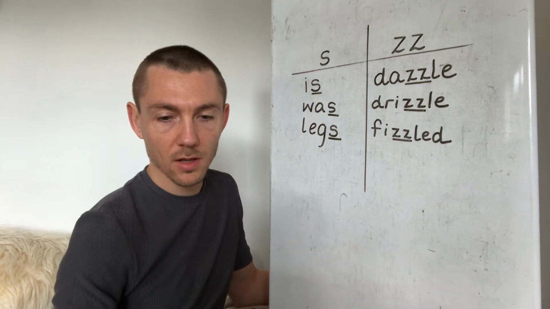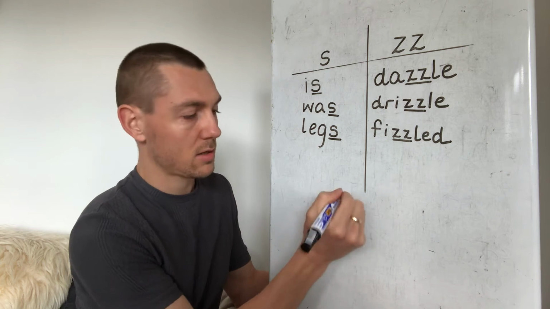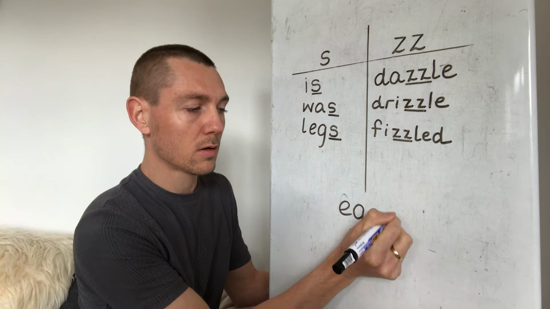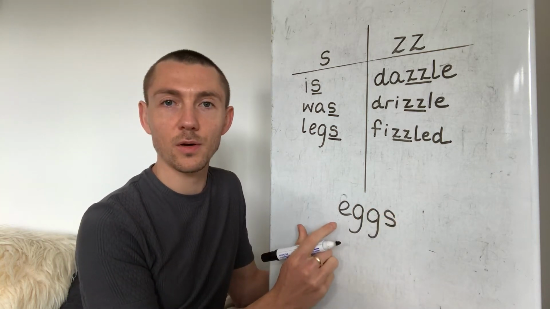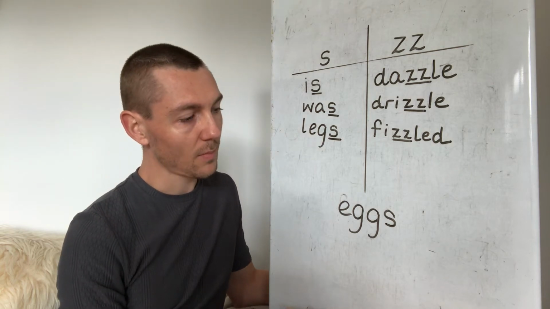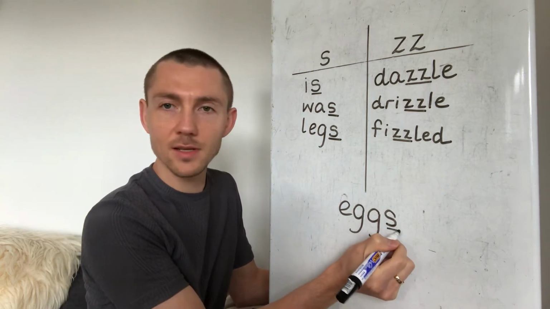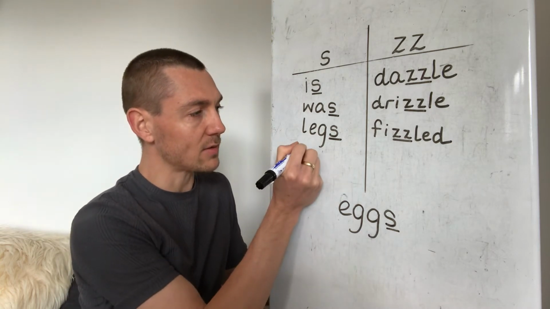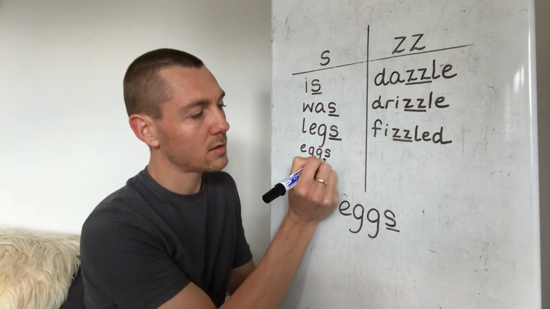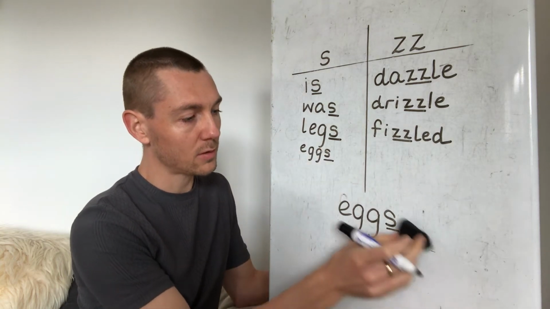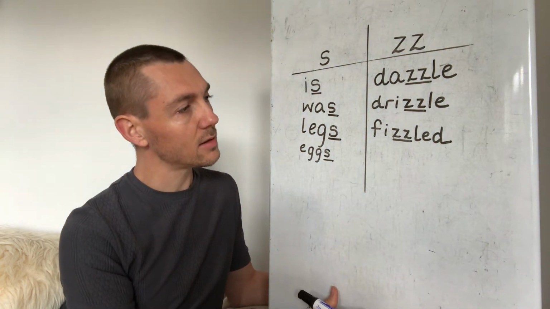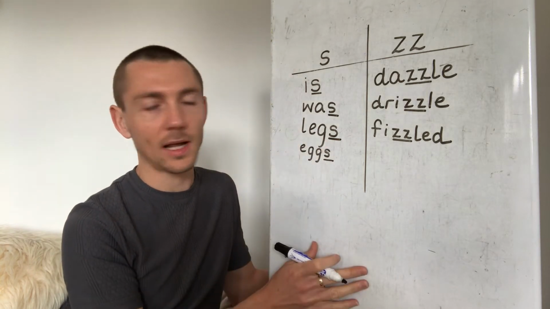What about the word, 1, 2, 3. Eggs. Eggs for breakfast. And again, we've got the S spelling of Z, and it's at the end again. It's the final sound. E, G, Z. The S for the plural. Not one egg, more than one egg. Eggs. Not one leg, more than one leg. Legs.